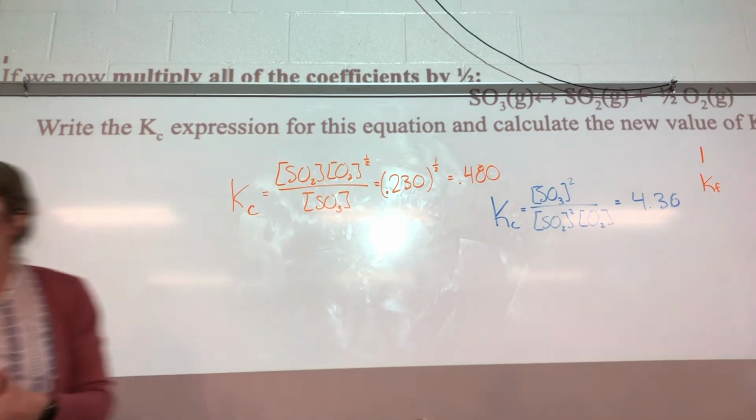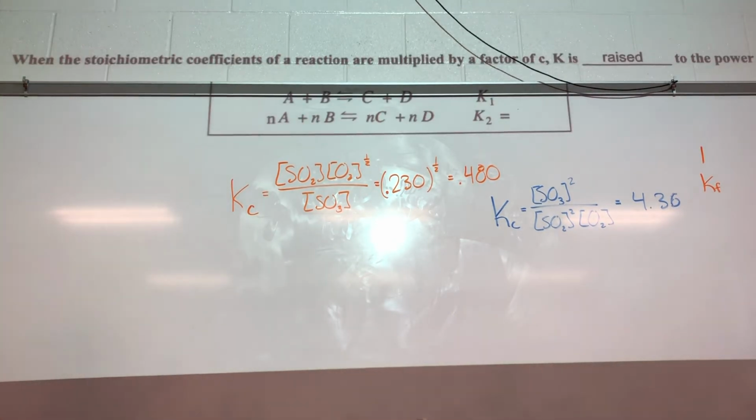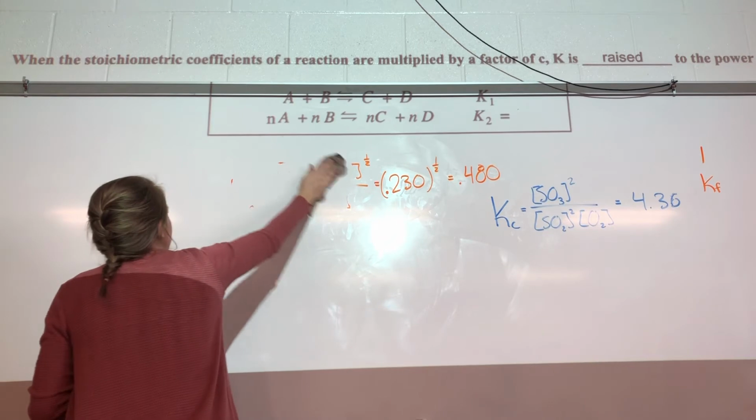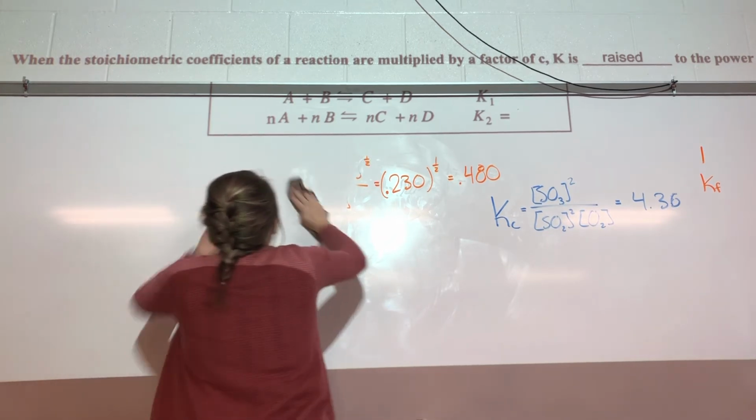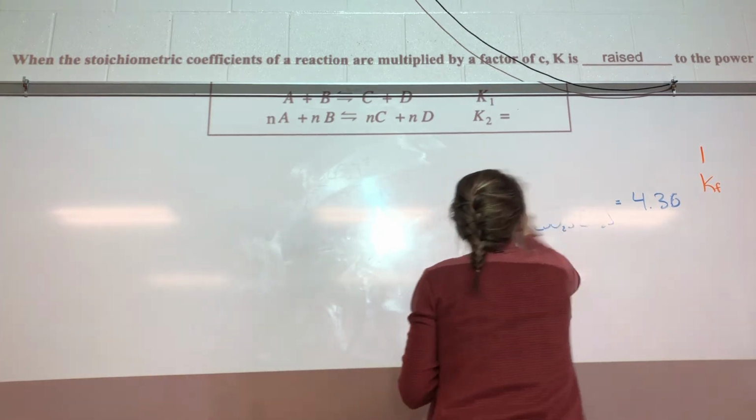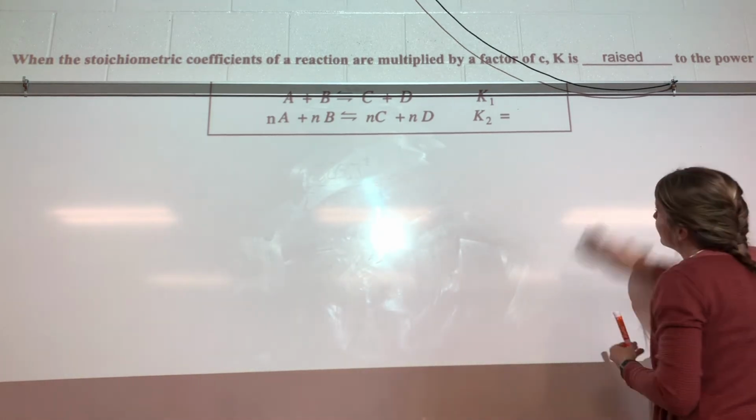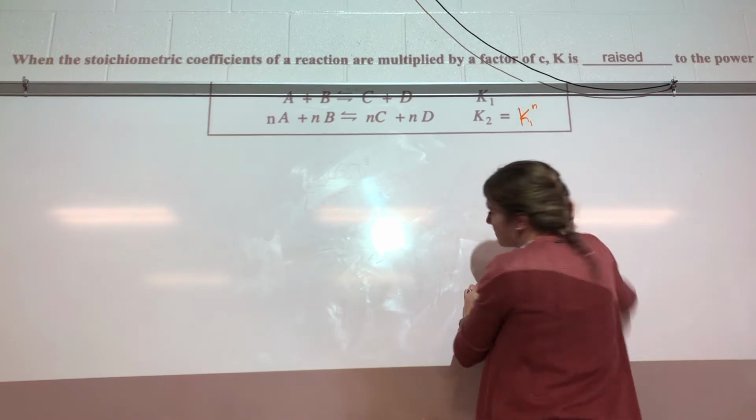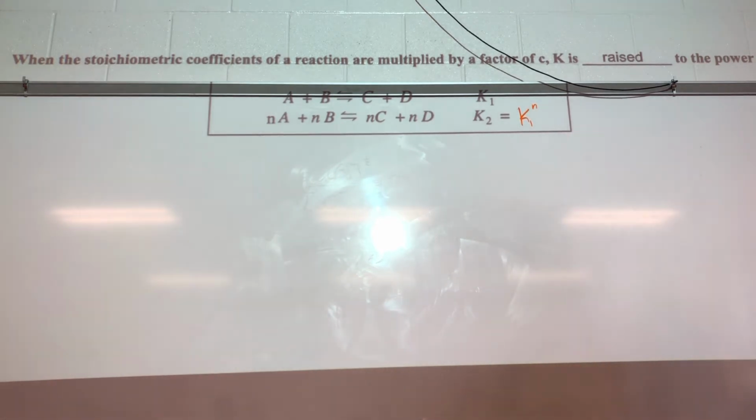So the last type of manipulation is when you combine reactions together. Okay, here's our generic example. Once again, when you multiply an equation by some variable, which I'm just saying is n, then this one would just be K1 to the power of n. Once again, the 1 and the 2 are just designating the different reactions, just so as not to mix them up.